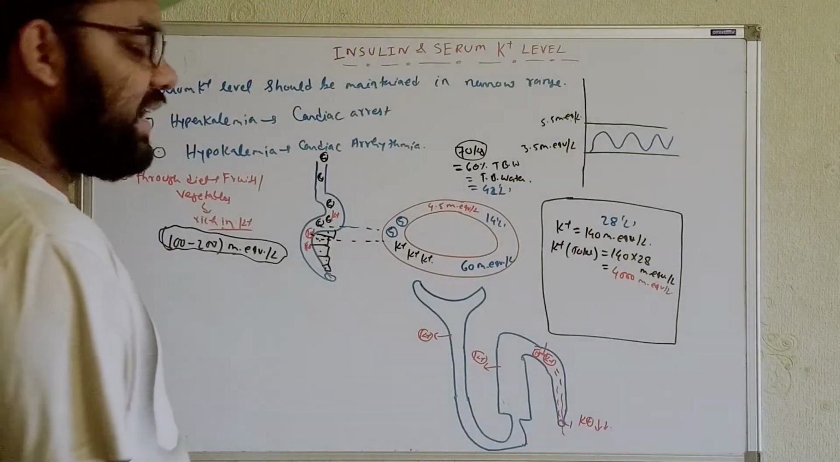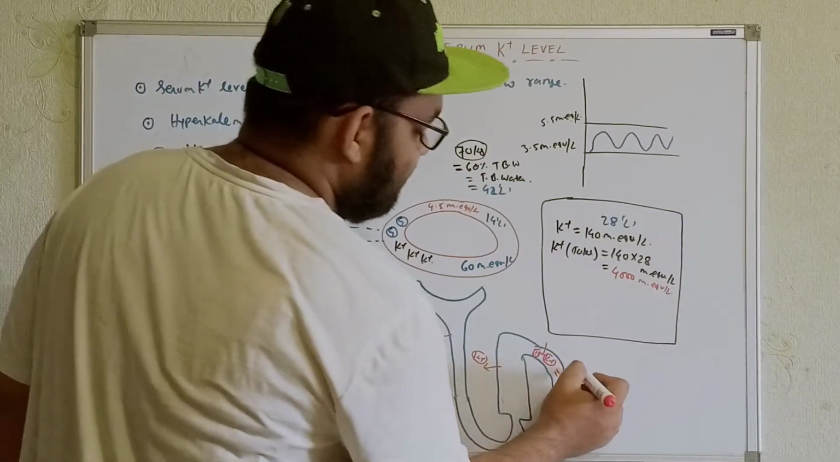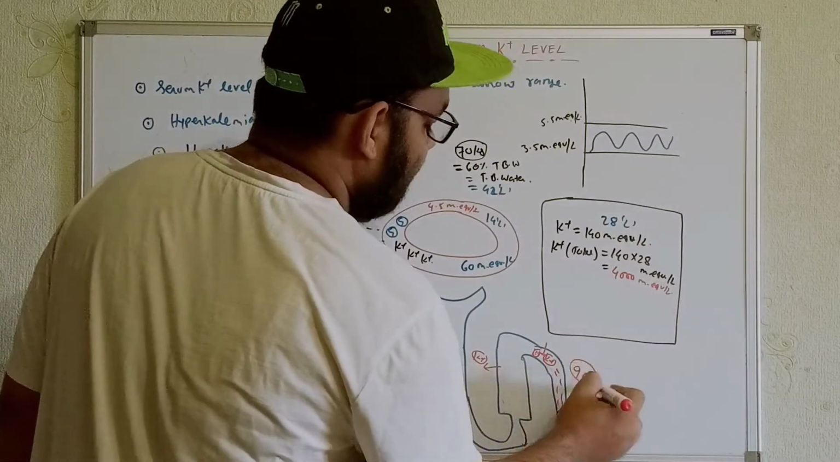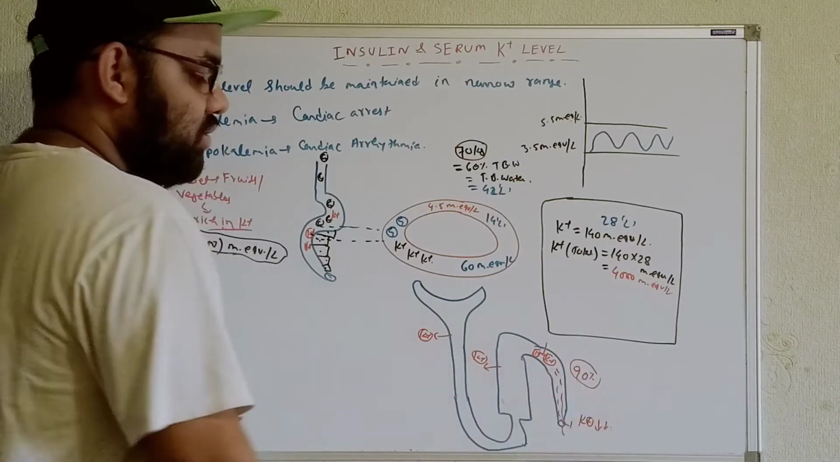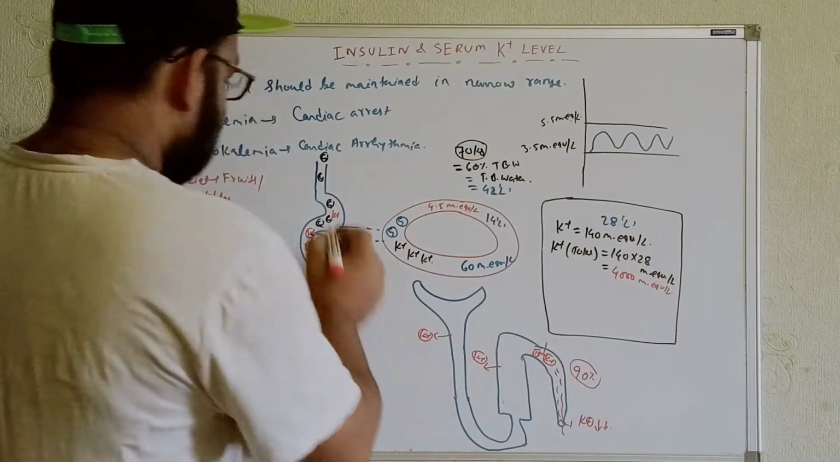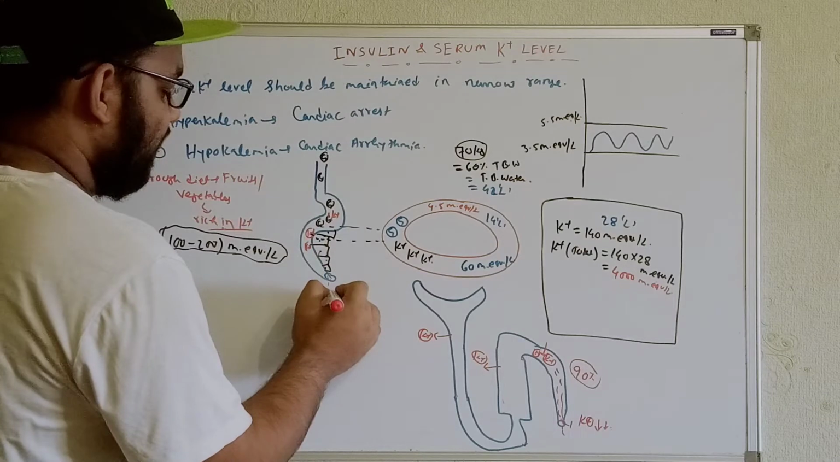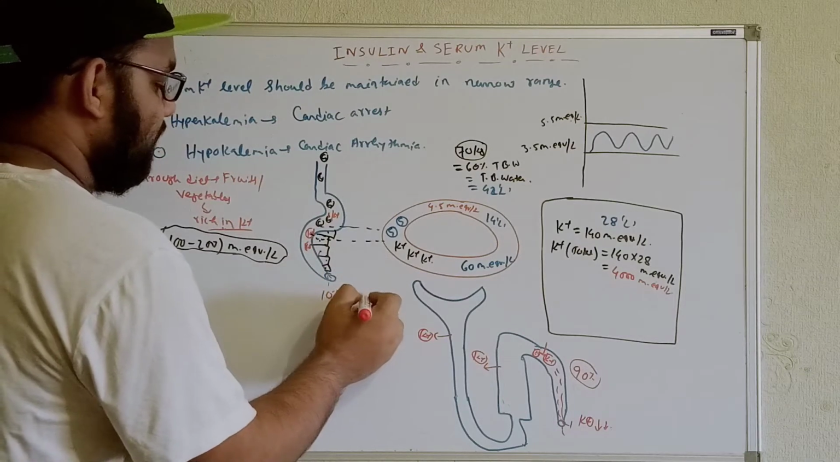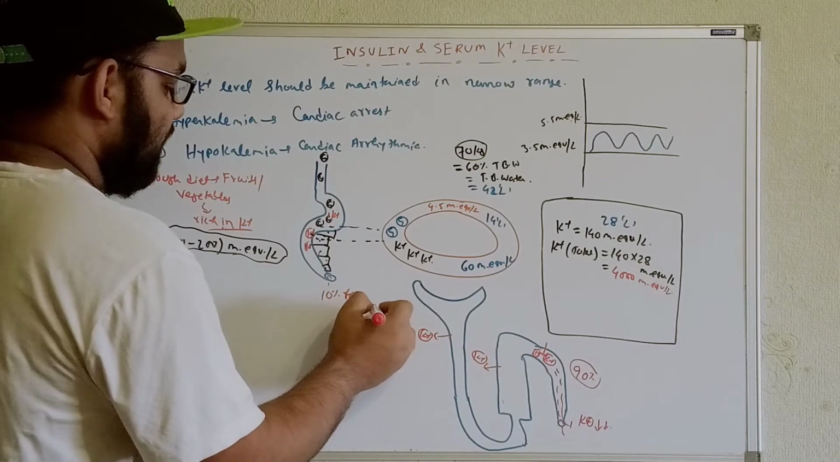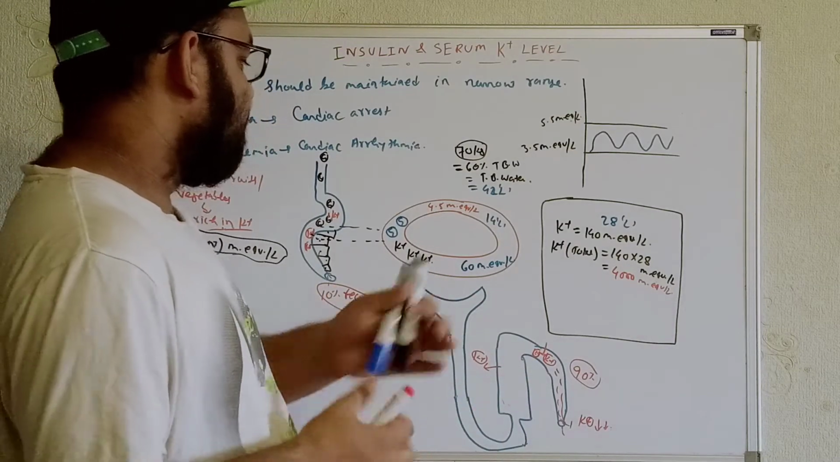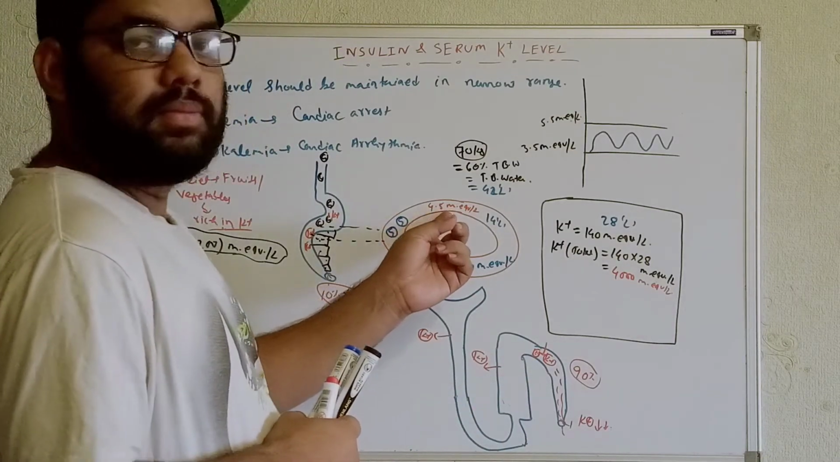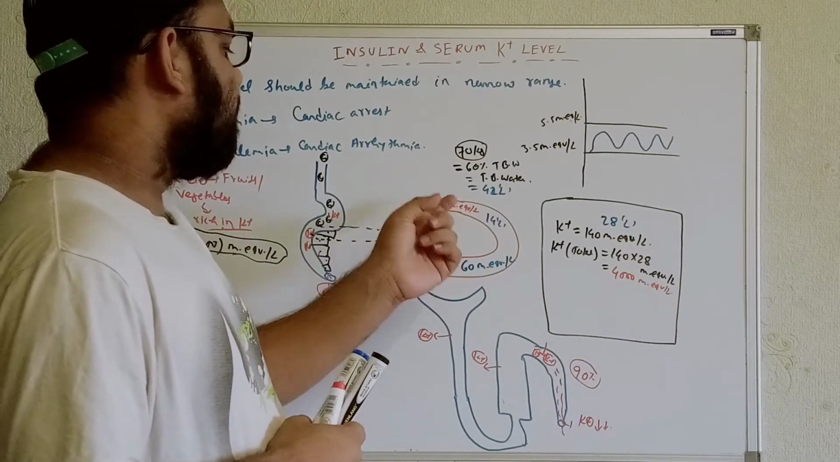So we can say 90% of the potassium that is coming out should be excreted through the urine, and 10% will come through the fecal matter. Now try to understand, this is the balance. For example, here it was 4.5. Now it should always be 4.5.